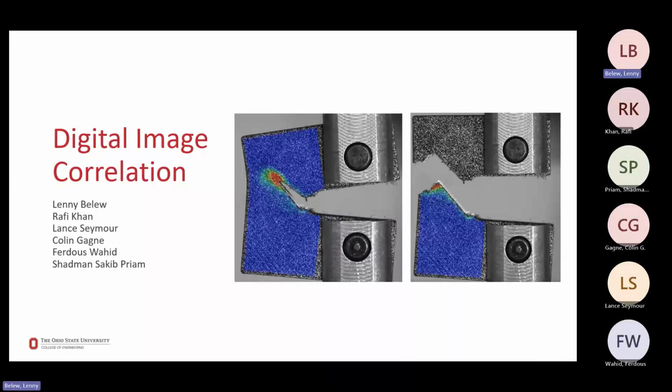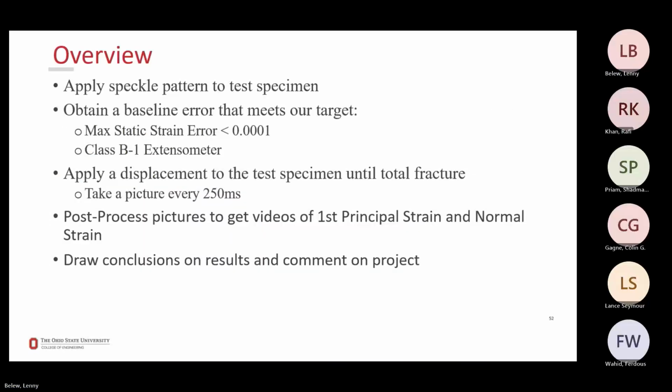This is the digital image correlation portion of the final project for fracture mechanics. A brief overview of what we did in this project. We first apply a speckle pattern to the test specimen. We then use the test specimen to obtain a baseline error that meets our target.